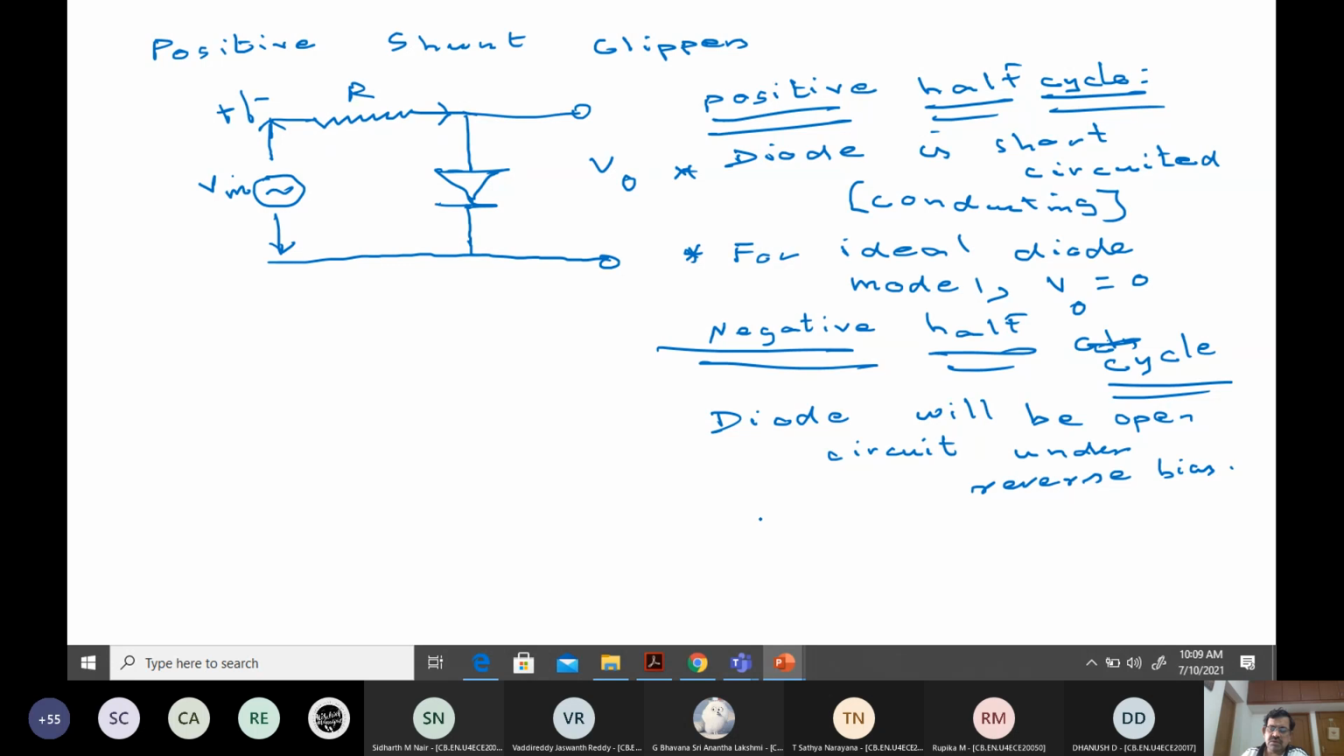So V out, because there is no current flowing through, and I am taking across the diode, which means during the negative half cycle, whatever the input signal is there, that signal will be seen here. So it is as if the diode is not participating. The entire input signal will be seen over here. So no current is flowing through.